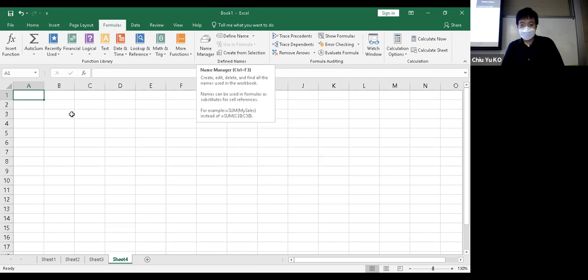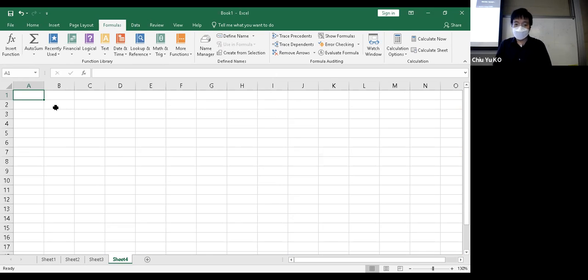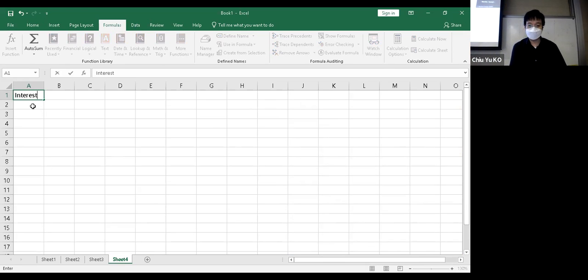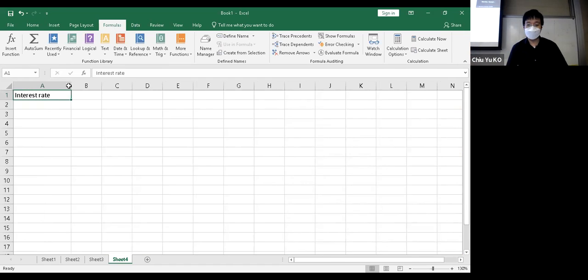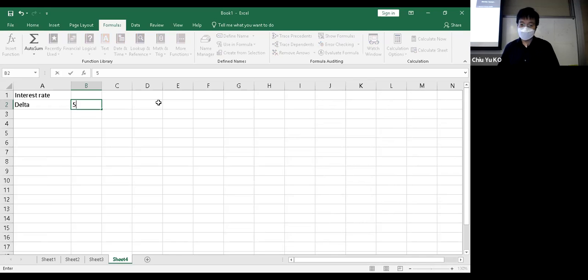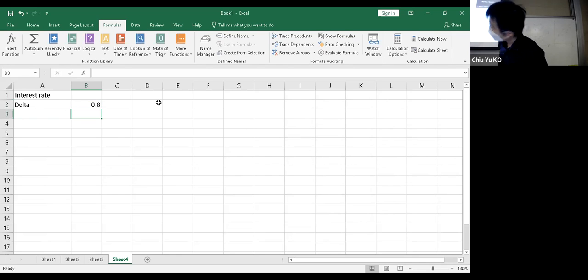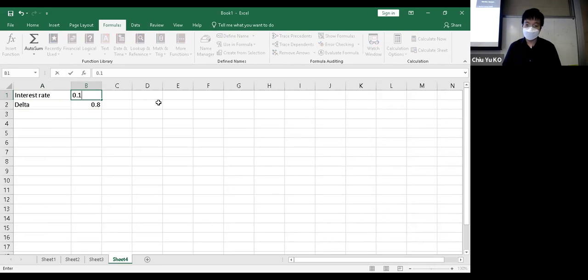When you calculate a spreadsheet, a lot of the time you will use some global option, say interest rate. It's applied to calculate a lot of things, right? So the interest rate, for example. Or sometimes you say delta, which is actually the notation for interest rate, or maybe R. So you can put a number here, say 5. Mr. Delta cannot be that, right? So it can be maybe 0.8. Or maybe you put interest rate, maybe 10%, right? 0.01.